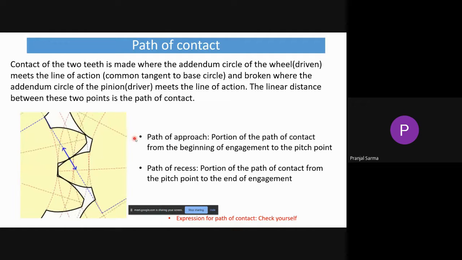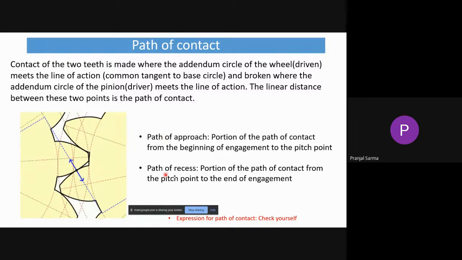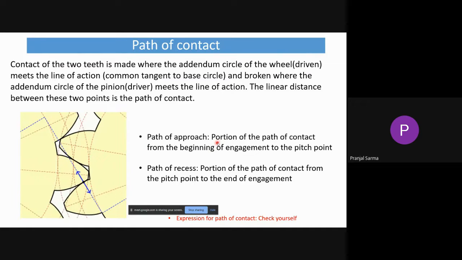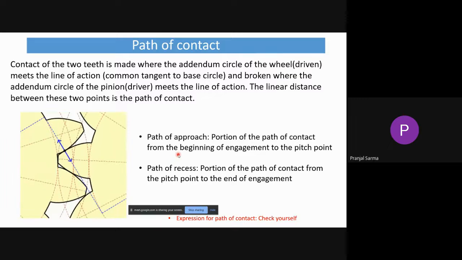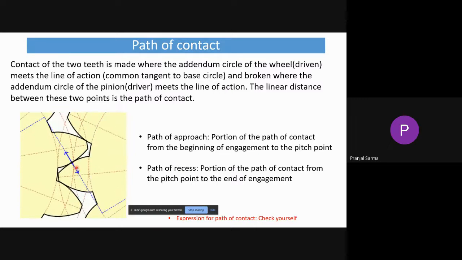So that we call the path of approach, the initial portion, and there is the path of recess, we call it. So what do we understand by path of approach? It is the portion of the path of contact from the beginning of the engagement to the pitch point. So we also have the pitch point here.